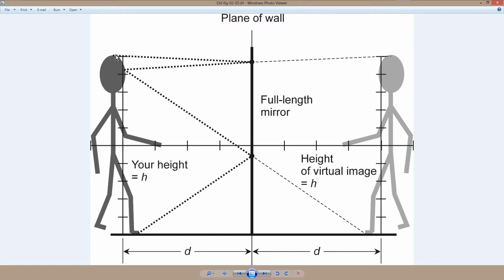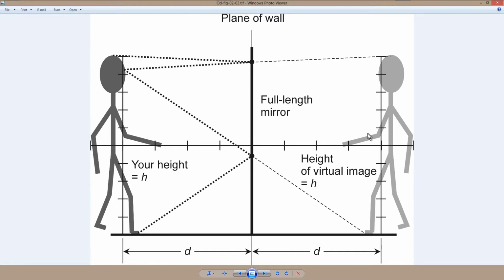There's the top of your scalp. A ray of light travels from the top of your scalp, strikes that mirror. The angle of incidence equals the angle of reflection, so it comes right back to your eye after reflecting from that point. Similarly, from your foot, your eye follows a line of sight, reflects from the mirror. The angle of incidence equals the angle of reflection. A light ray comes from your foot, reflects, and reaches your eye.